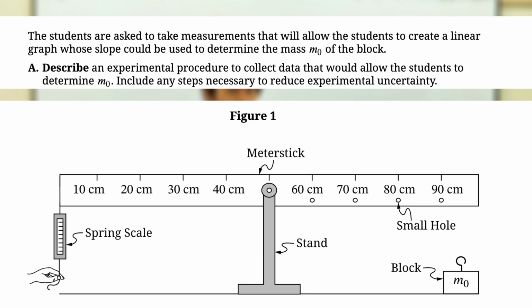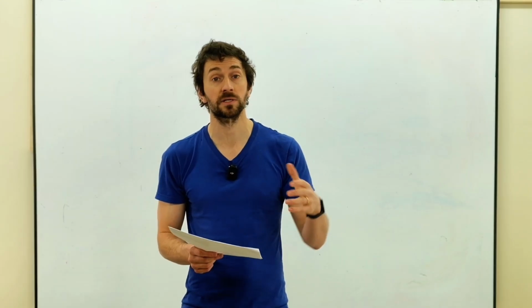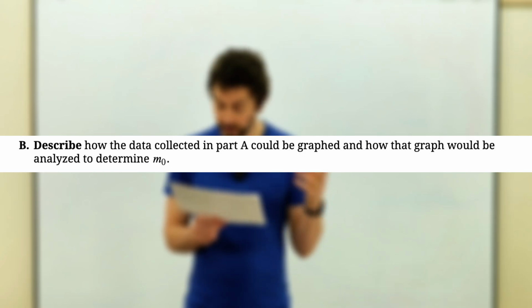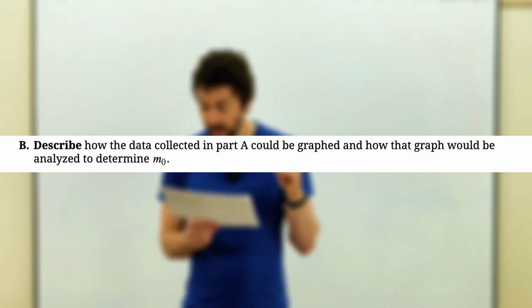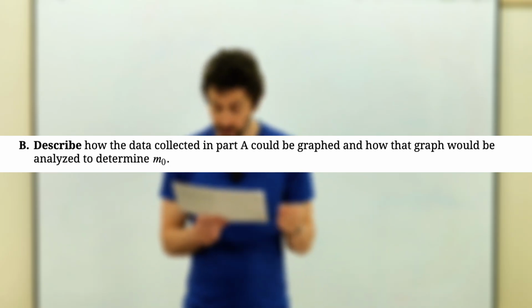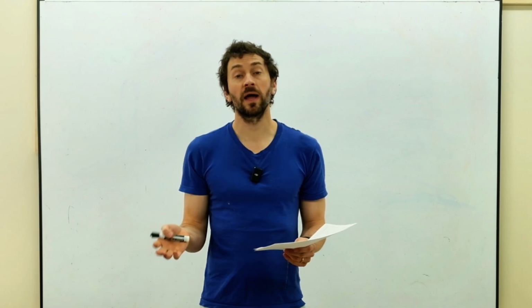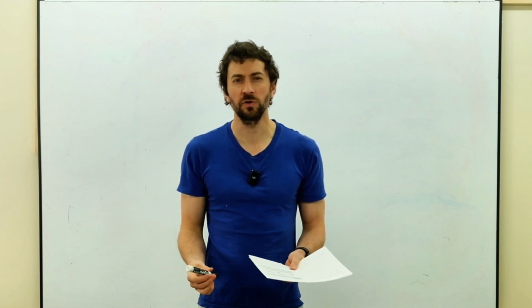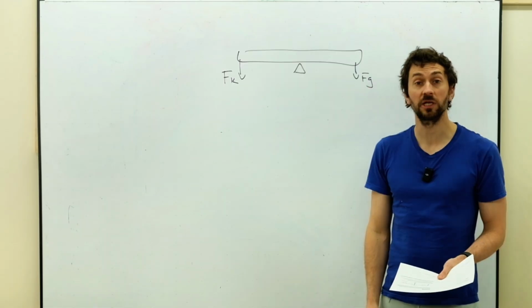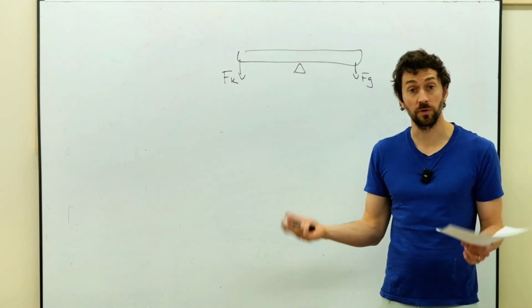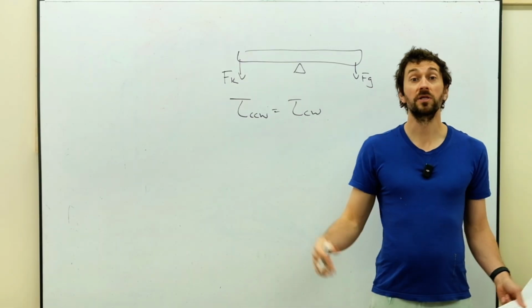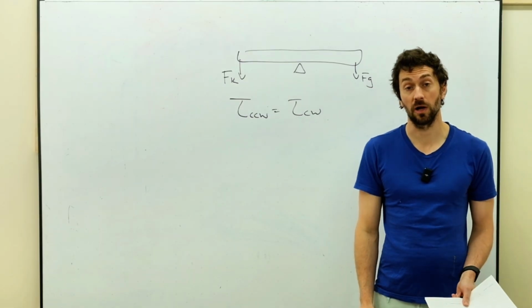So in part A, you have to describe the right steps to create an experiment. B, describe how the data collected in part A would be graphed and how that graph would be analyzed to determine M naught. To figure out what the right way to graph it is, you've got to do a little bit of equations. So let's do a basic equation for this one to show. It's going to be a balanced torque with rotational equilibrium. Well, let's write down the torque formula. We say torque counterclockwise equals torque clockwise.